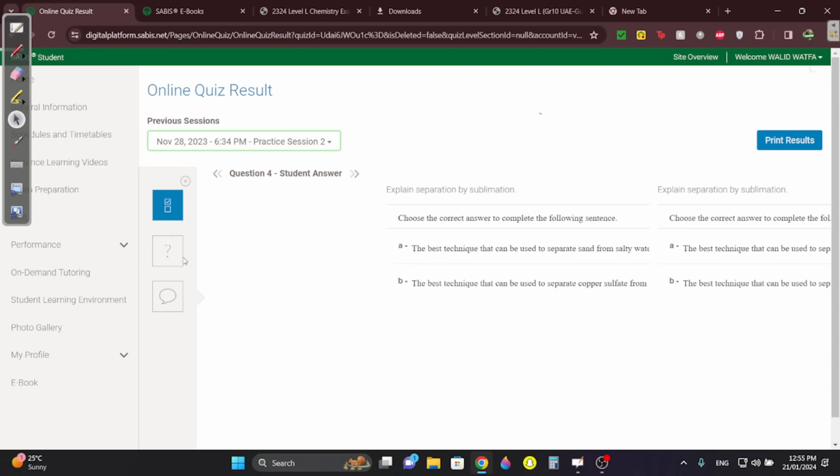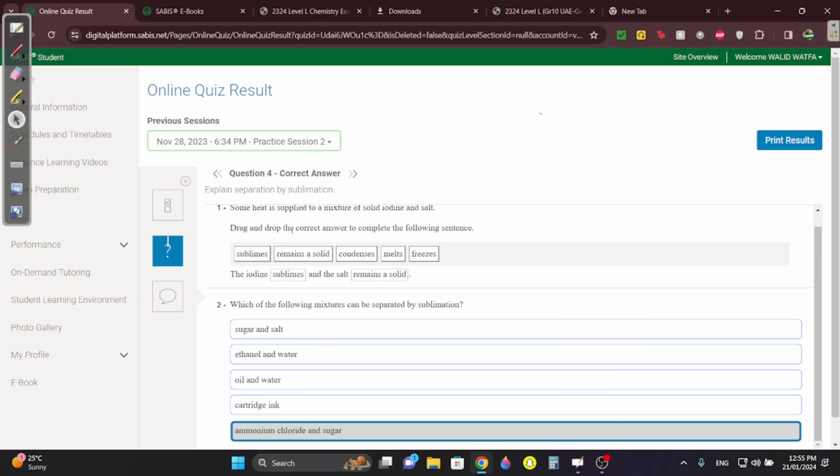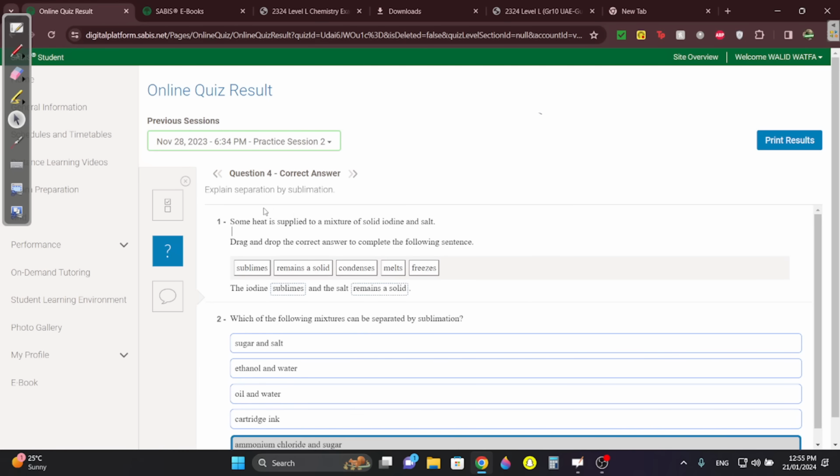Okay. Question four. Some heat is applied to a mixture of solid iodine and salt. You guys know iodine sublimes. So the iodine will sublime and the salt remains a solid. The salt doesn't melt. It melts, but at extremely high temperatures. So, yeah, it won't melt at this low temperature, because they said some heat. Okay. The iodine will sublime.